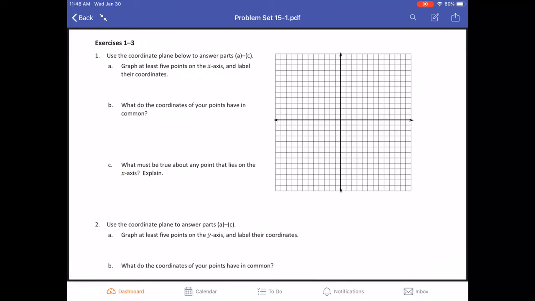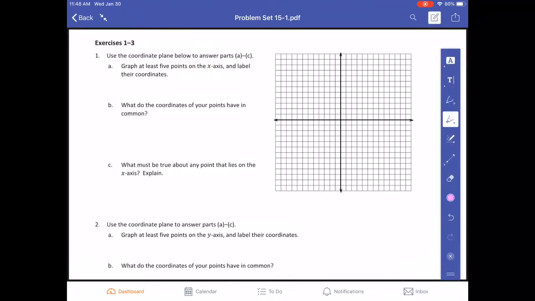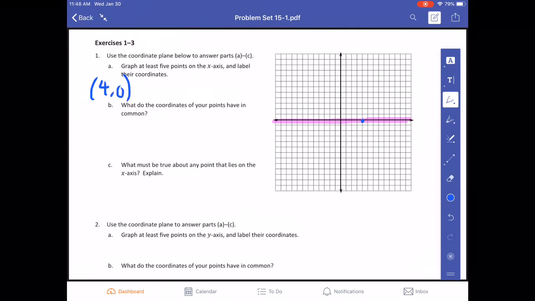Okay, so number 1, it says use the coordinate plane to answer parts A through C. Graph at least 5 points on the x-axis and label their coordinates. Well, we just talked about the x-axis, and it's going to be this line right here. And I'm looking for points, 5 points, any 5 points that lie on this line. And then you're going to kind of tell me about those points. Well, let's say I want to plot this point right there. Okay, well, how would you label that point? Well, that point tells me that I'm moving 4 spots away from the origin to the right and 0 spots up, so I'd label it 4, 0.